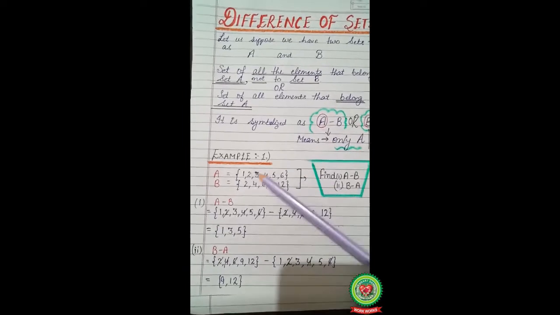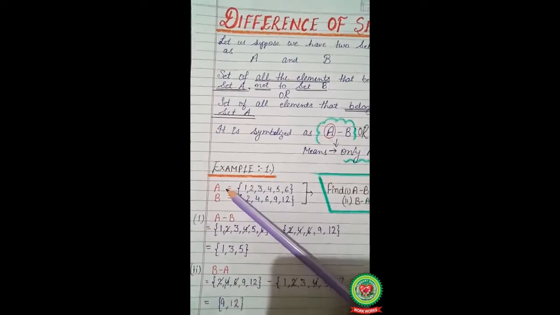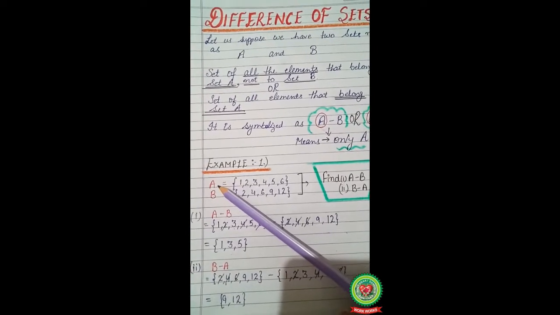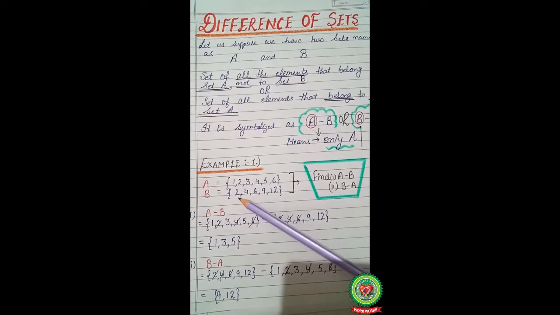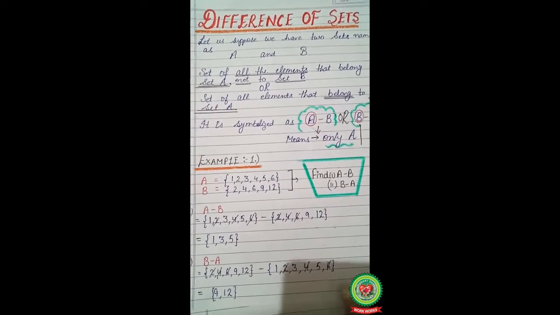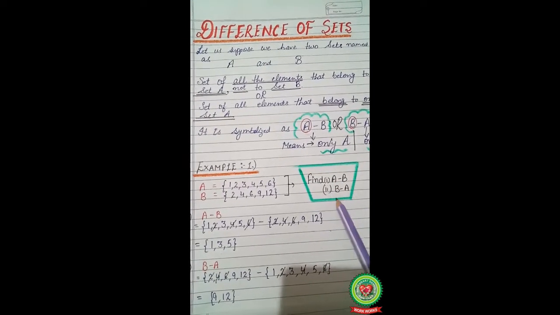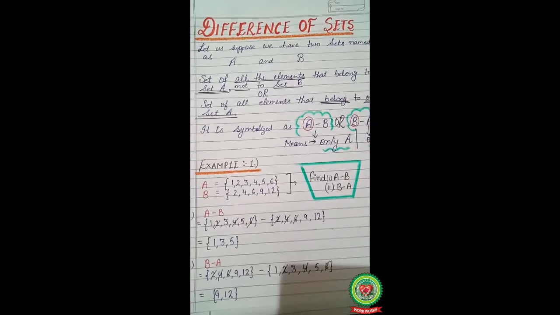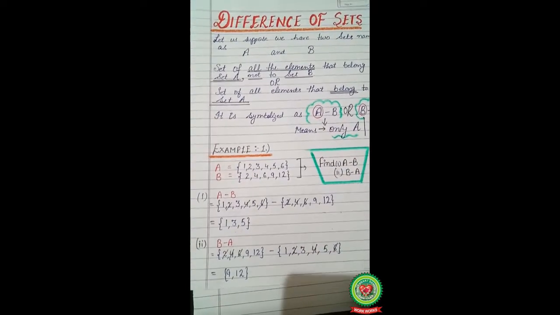So let's take an example with these two sets. Here we have taken set A as 1, 2, 3, 4, 5, 6 and set B as 2, 4, 6, 9, 12, right? Now what to do here? We need to find, first, A minus B and, second, B minus A. That means we need to find the difference between these two sets. Clear? So now move on to the first step.